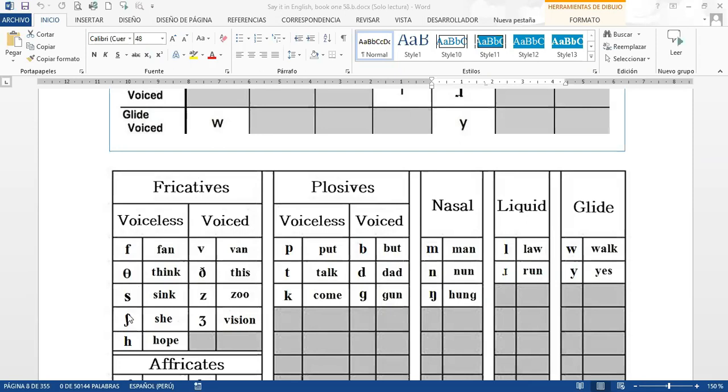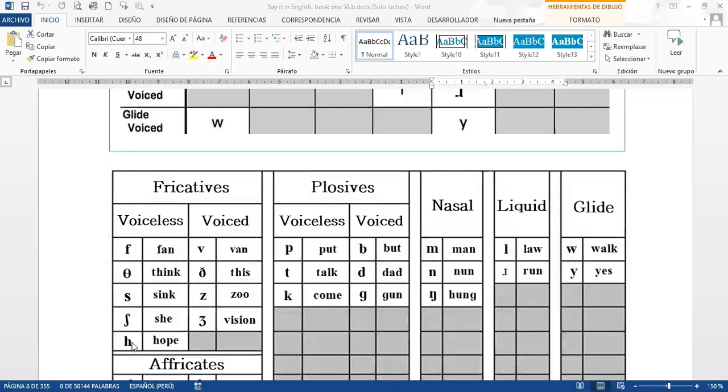This symbol represents the sound sh. Example, we have she, and we have this sound. This is sh, but this is the voiced sh. Okay, this sound is kind of weird, but not many words have this sound, but this is one of them. So we have the word vision. Listen and repeat. Vision, vision, vision. The challenge here is to pronounce correctly the V and the Z. Here, the vowel sound is a schwa. Vision, vision, okay?